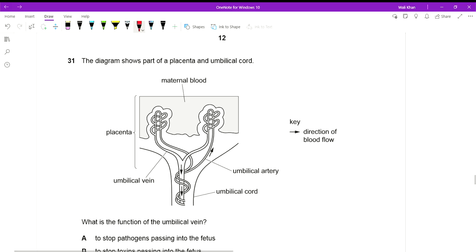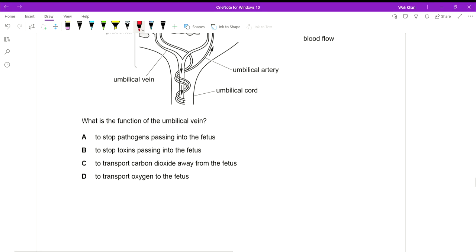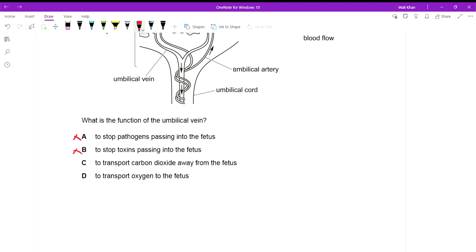What is the function of the umbilical vein? To stop pathogens passing into the fetus? No. To stop toxins passing into the fetus? No. To transport carbon dioxide away from the fetus? No. To transport oxygen to the fetus? Yes. Option D. So the function of the umbilical vein is that it transports oxygen to the fetus.